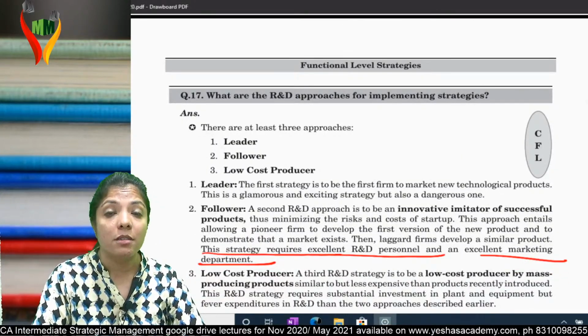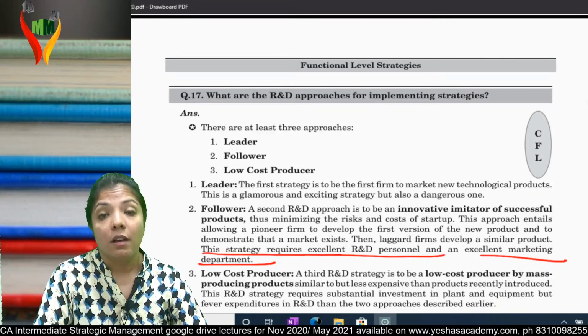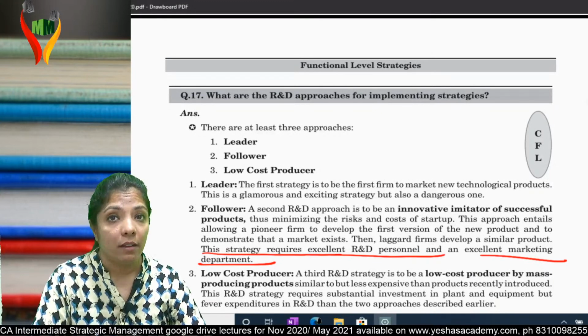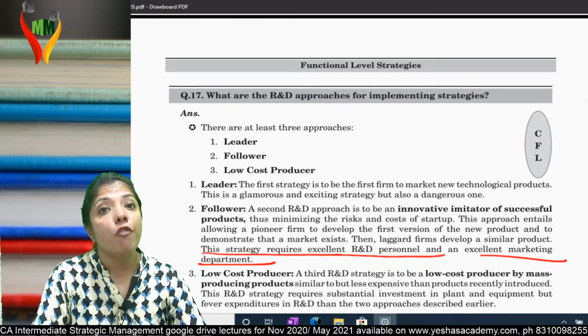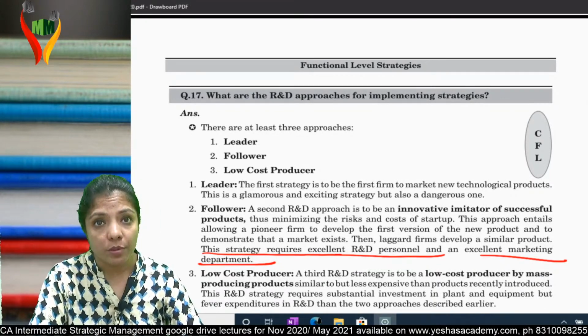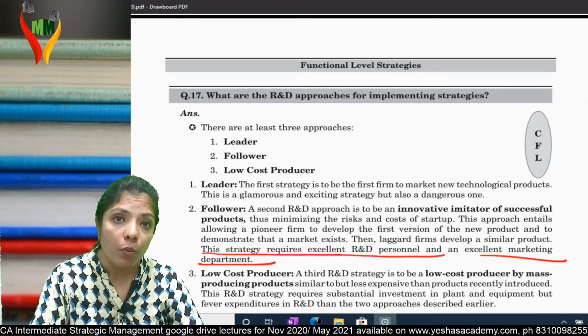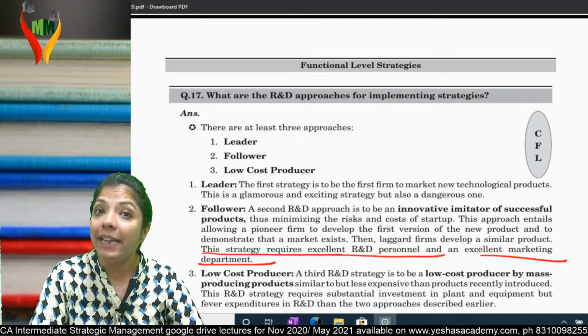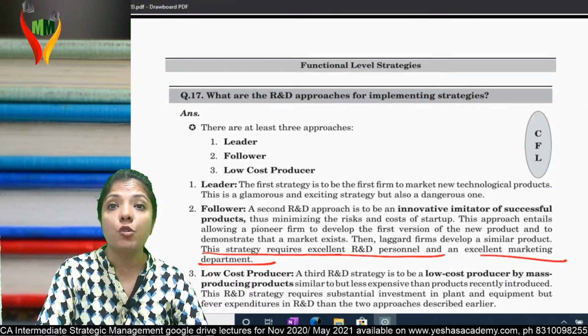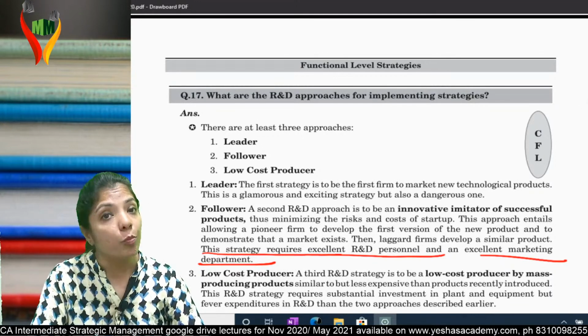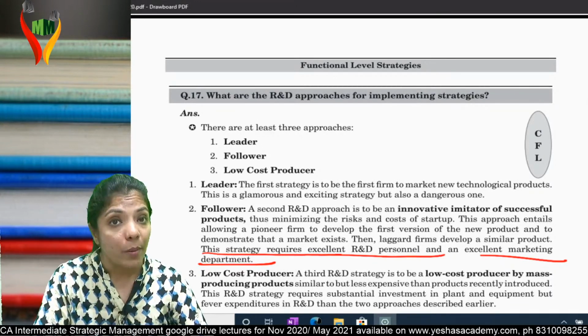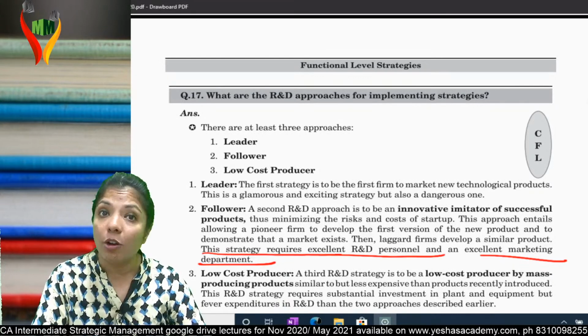Approaches. What are my approaches? Ways. How many ways have they given for R&D? R&D approaches: 3 approaches. Leader, follower, low cost producer. Who is a leader? Leader is the first person to launch the new product in the market. Now understand, it's an attractive one also, but at the same time dangerous also.